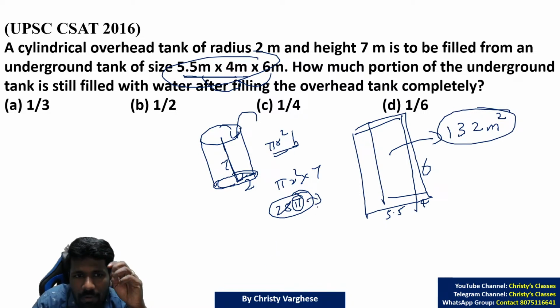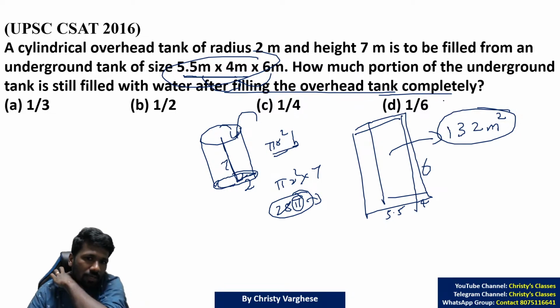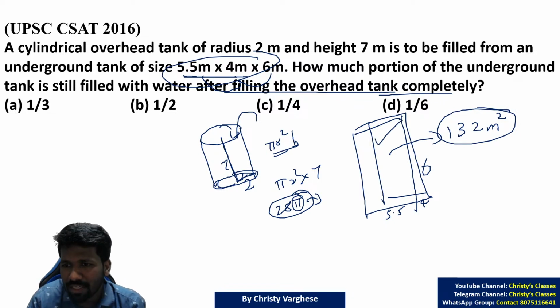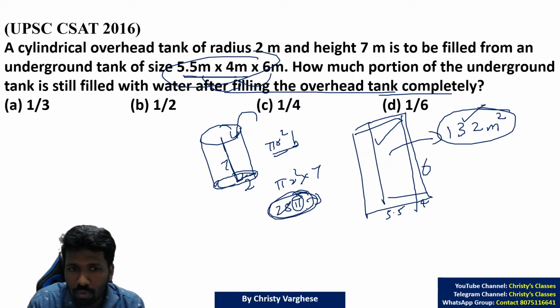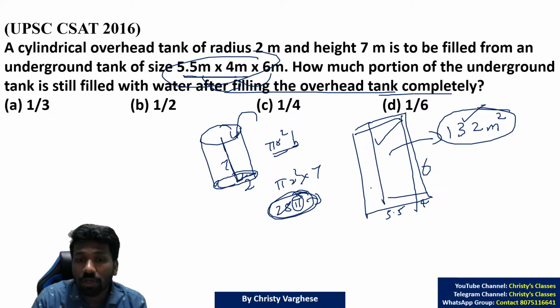28 pi is the volume of one cylinder. The question is asking what portion of the underground tank is filled with water after filling the overhead tank completely. So the underground tank is bigger. So this 132 meter square is bigger than this 28 pi. The question is asking how much water will be remaining, or how much portion will be remaining. So you have to compare this 28 pi and 132 meter square.